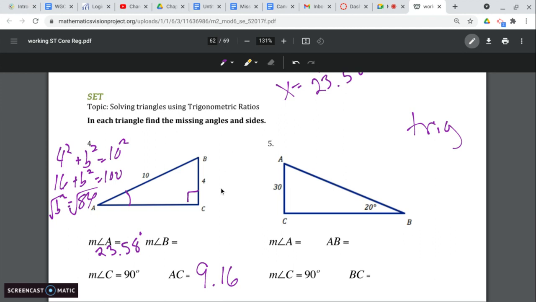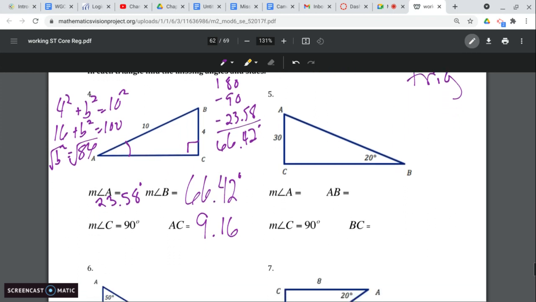The other way is to use our trig ratios and solve. So looking at B, we've got adjacent and hypotenuse. We'd use cosine and then the inverse cosine. I'm going to use 180 minus 90 minus 23.58, which is going to give us 66.42. So angle B is 66.42 degrees. So you're going to do the same thing on 5, 6, and 7. So you only use the inverse sine when you're trying to solve for an angle measure.